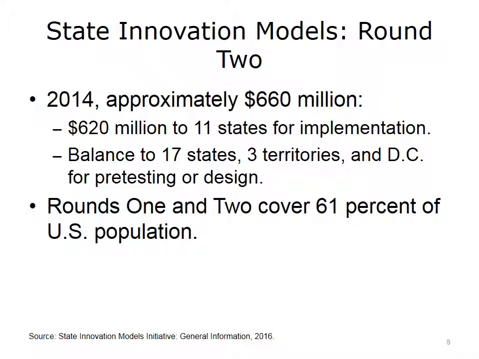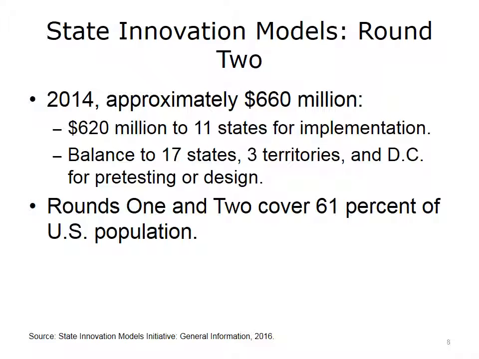Total funding for Round 2 in 2014 was approximately $660 million. Of that amount, $620 million was allocated to 11 states for implementation of the models they had designed and tested in Round 1. The balance of $40 million was provided to 17 other states, 3 territories, and Washington, D.C., for some pre-testing and design for future rounds of grants.